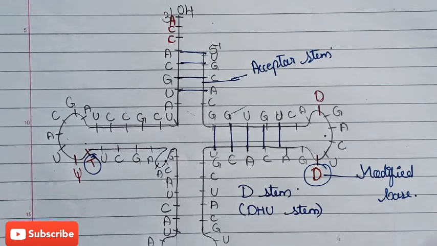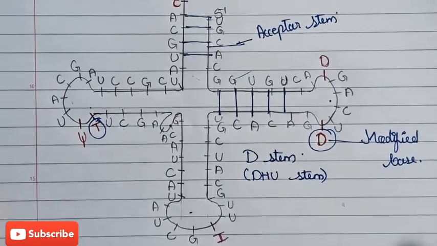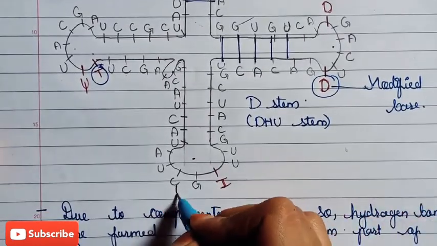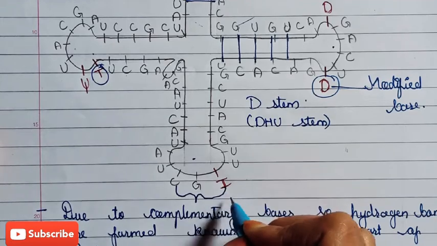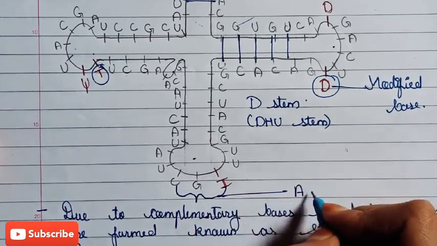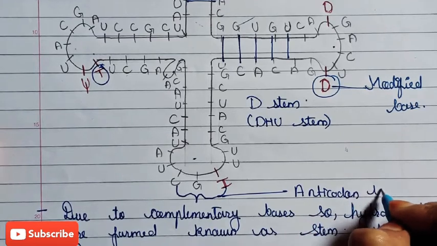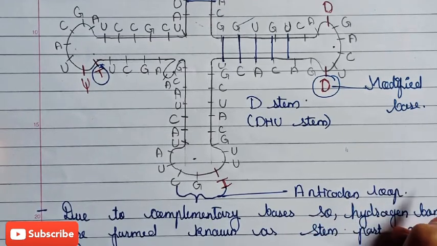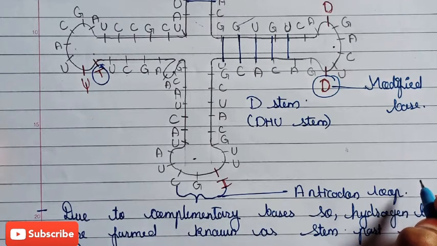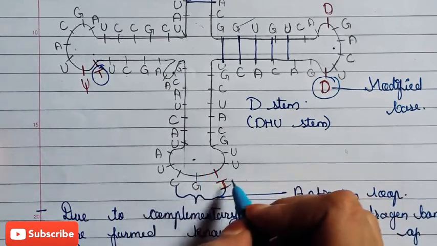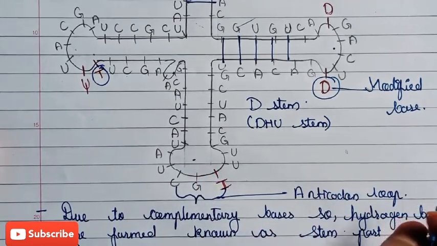Now we come towards the anticodon loop. Here you can see this part is known as the anticodon loop. Why is this part known as the anticodon loop? So we will draw a structure of mRNA and see how this part of tRNA is known as the anticodon loop.